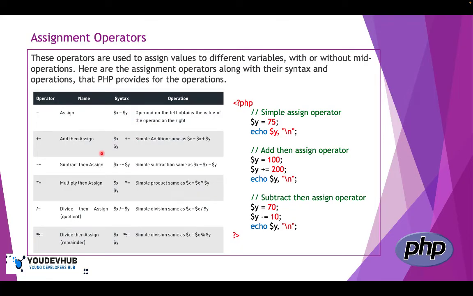Okay, now we are back to the assignment operators. Assignment operators are used to assign values to different variables, with or without mid operations. Here are the assignment operators along with their syntax and operations. We have the equals sign. This assigns to the operand on the left the value of the operand on the right.